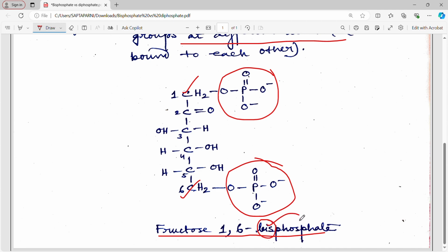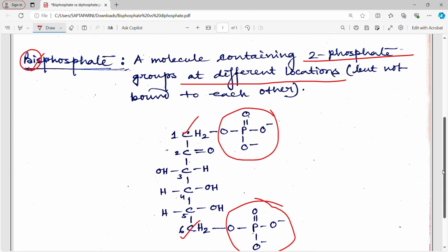So whenever two phosphate groups are attached with each other, they are called diphosphate, and whenever two phosphate groups are attached at different locations in the same molecule, they are known as bisphosphate. So this is the basic difference between diphosphate and bisphosphate in biochemistry.